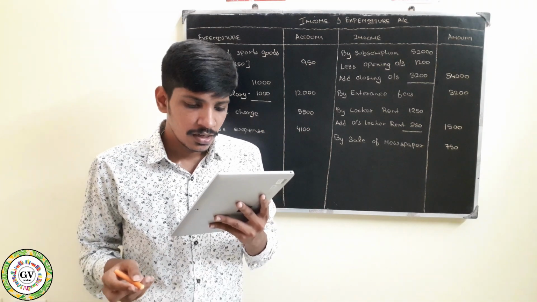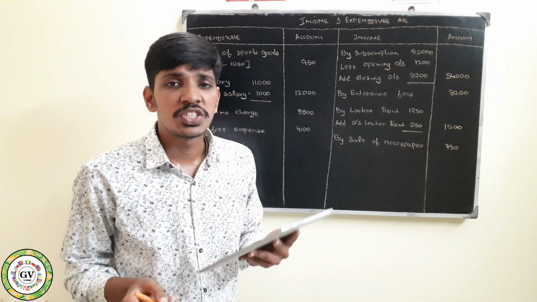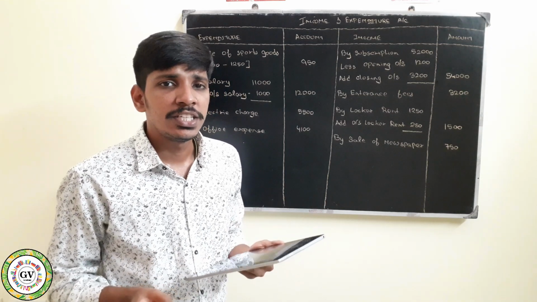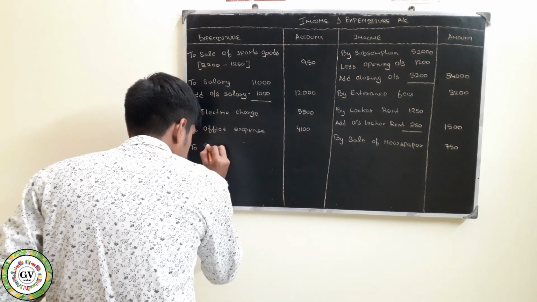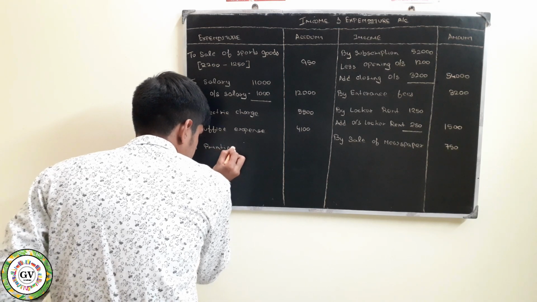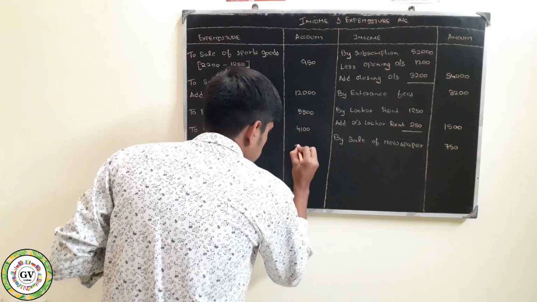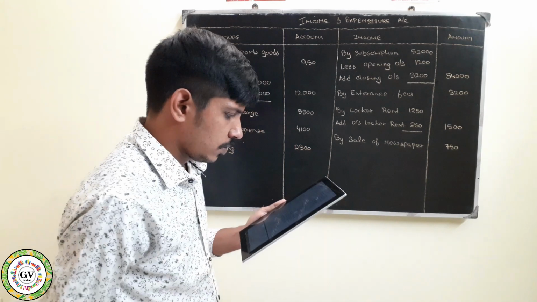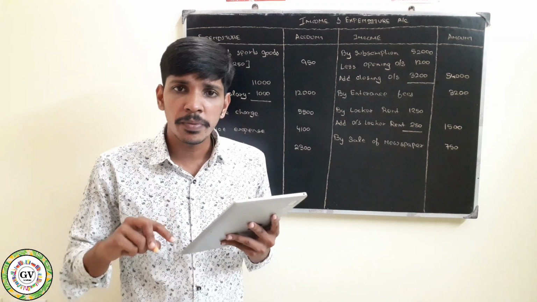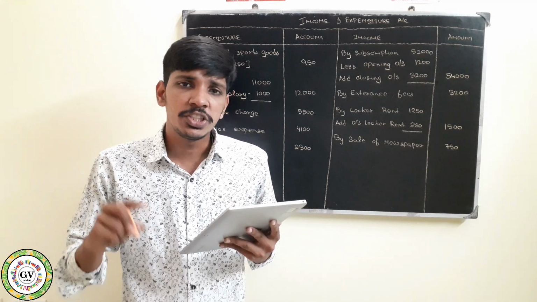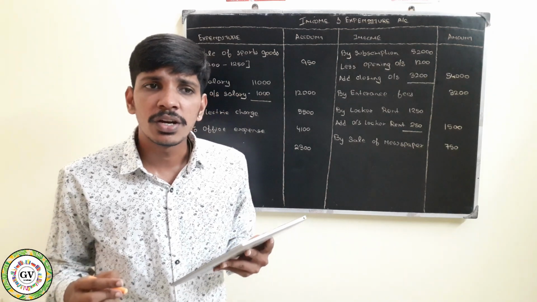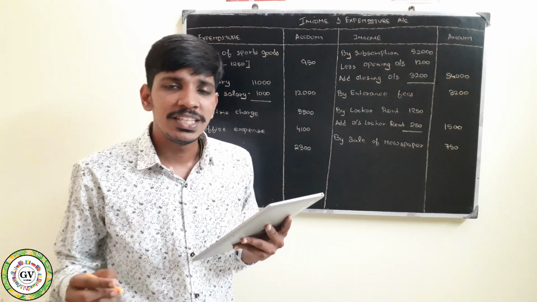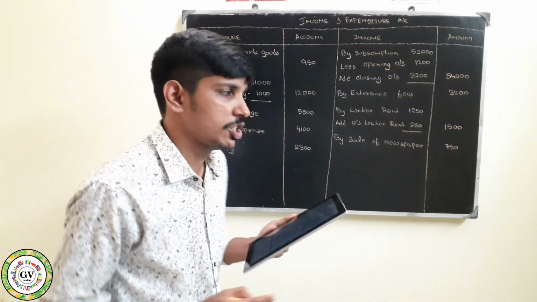The next point is the printing and stationery. As printing and stationery is also recurring in nature, it needs to be debited in the income and expenditure account. The next point is the tournament expense. As I already said, if there is a tournament expense and the tournament fund, it needs to be adjusted and shown in the closing balance sheet. The next point is the repair of the ground. As the repair of the ground is a recurring expenditure, this needs to be shown on the debit side of the income and expenditure account.